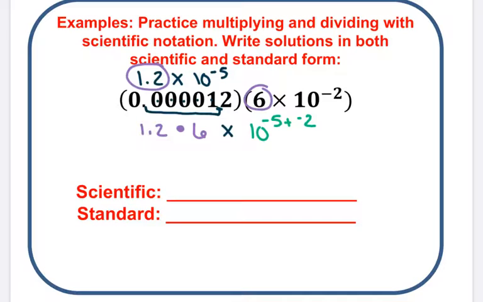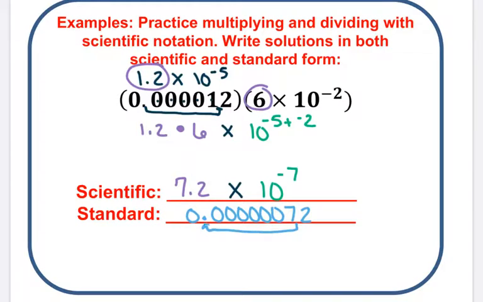Okay, so 1 and 2/10 times 6 gives us 7 and 2/10. That's already in the correct format. Times, and then I'm going to add -5 plus -2 is -7. So let's rewrite this. So I've got to move that decimal place 7 places. So that means I'm going to need 6 zeros in front of the 7. And then I'm just going to check and make sure. So right here is that place value. So do I have 7? 1, 2, 3, 4, 5, 6, 7. Perfect.